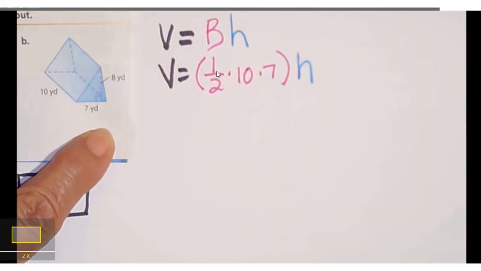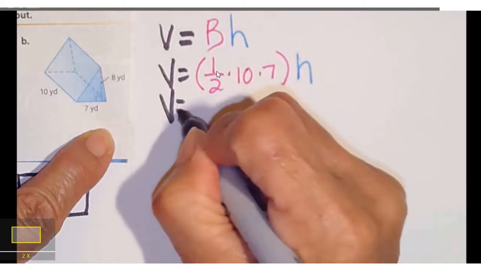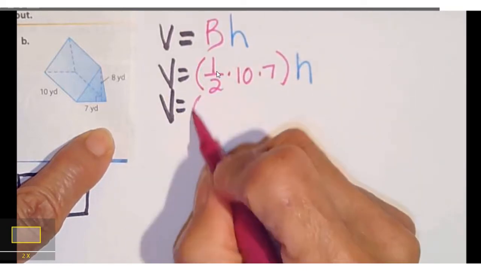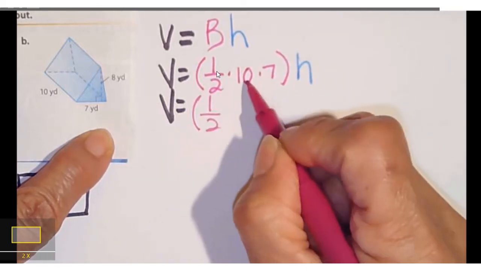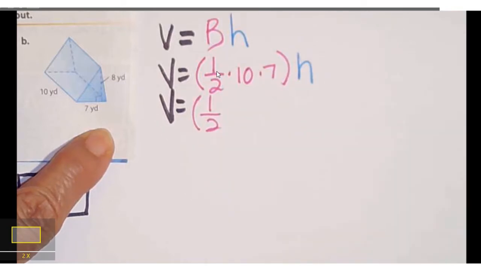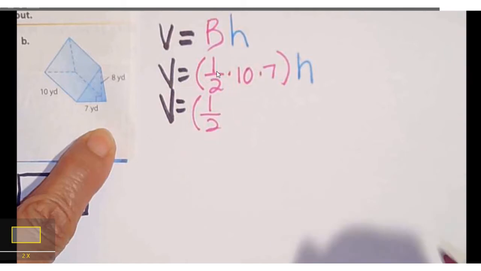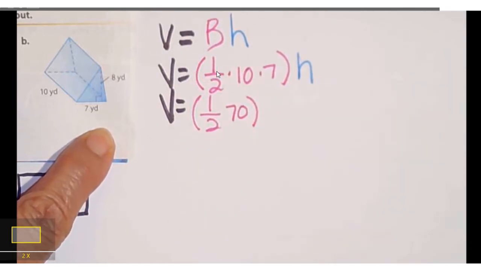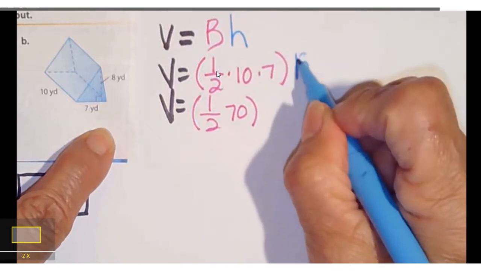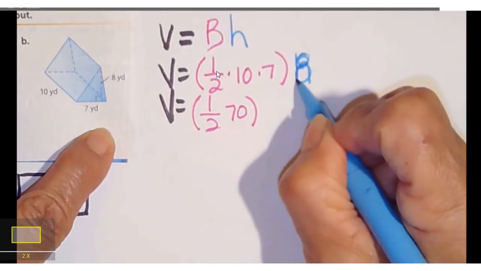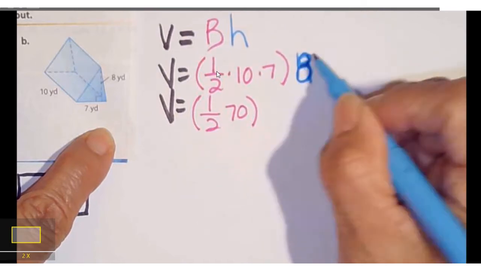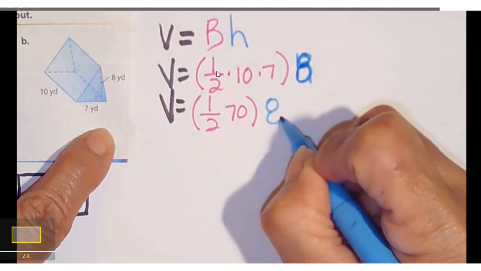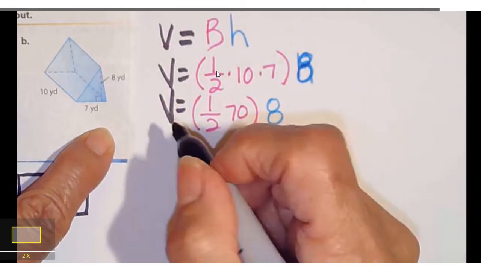I will go now and put volume equals 1/2. 10 times 7 is 70. Oh, I can put my H. My H is 8. Let's go ahead and put 8 here because we know what it is already. That's our height. 8 here. There we go. Now we're going to do this again.